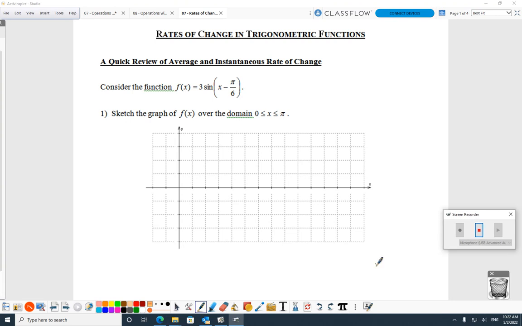Back to rates of change. Actually, as I'm doing the first example, you'll wonder why this is called rates of change, because I won't really do rates of change. That doesn't come up until the second part of the example, okay? For now, you can just think of this as, let's review graphing, shall we? A fairly simple graphing one, not the worst one. 3 sine bracket x minus pi over 6, sketch the graph over the domain 0 to pi.